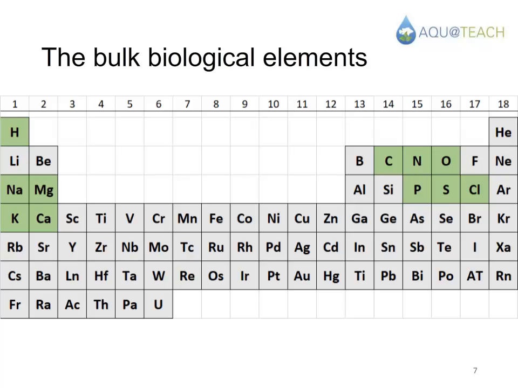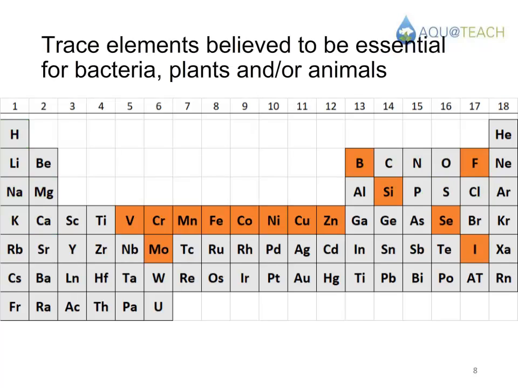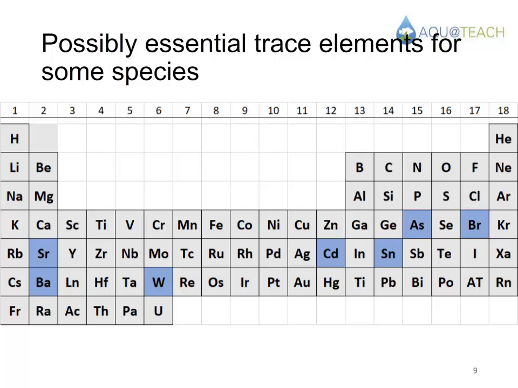The bulk biological elements are hydrogen, carbon, nitrogen, oxygen, sodium, magnesium, phosphorus, sulfur, chlorine, potassium, calcium. Trace elements believed to be essential for bacteria, plants, or animals are boron, fluorine, silicon, vanadium, chromium, manganese, iron, cobalt, nickel, copper, zinc, selenium, molybdenum and iodine. Possibly essential trace elements for some species are arsenic, bromine, strontium, cadmium, tin, barium, tungsten, wolfram.